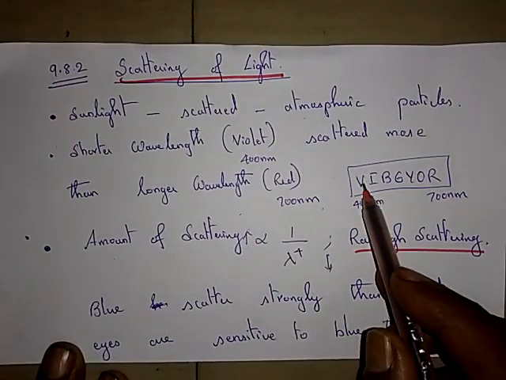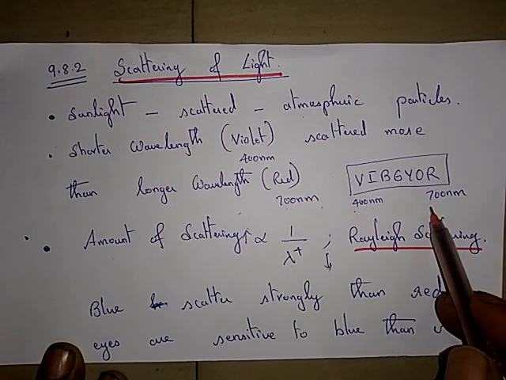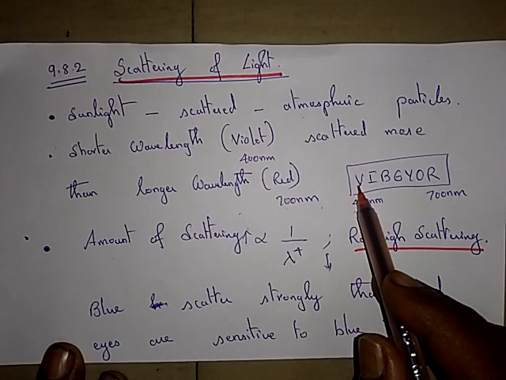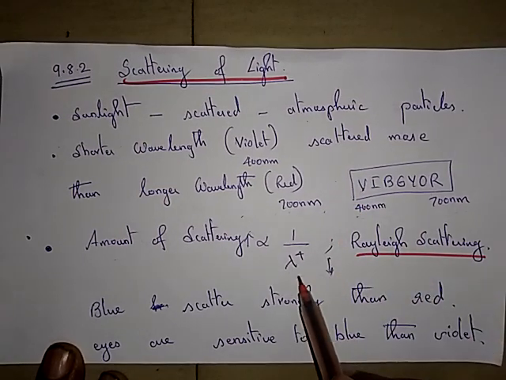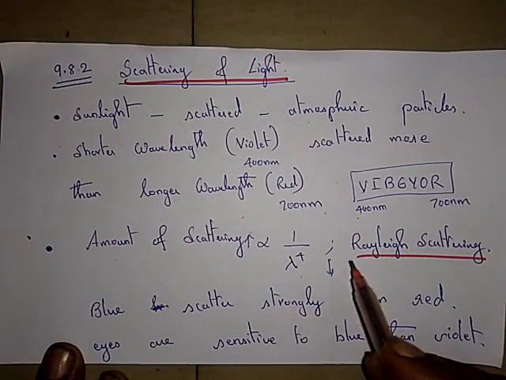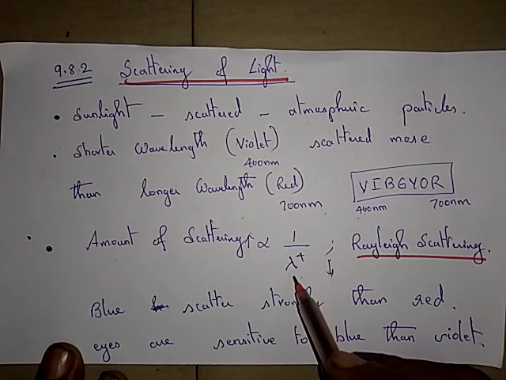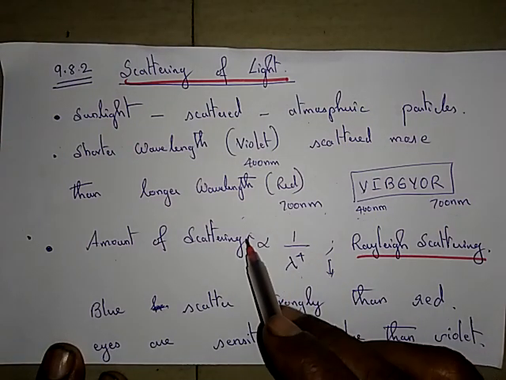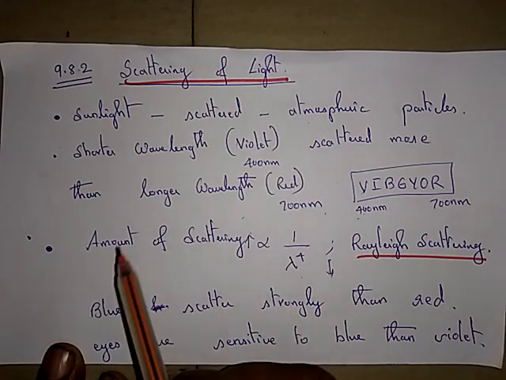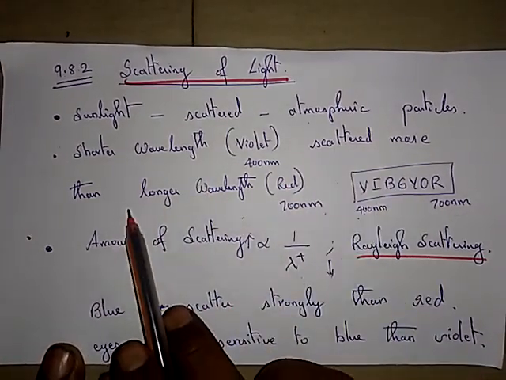So violet is roughly 400 nanometer and red is 700 nanometer. For violet, the lower wavelength of 400 nanometers, the scattering will be more because this wavelength is less. Whereas in the case of red, it is 700 nanometer. This lambda has increased, therefore scattering decreases. So we can say that shorter wavelength is scattered more than longer wavelength.